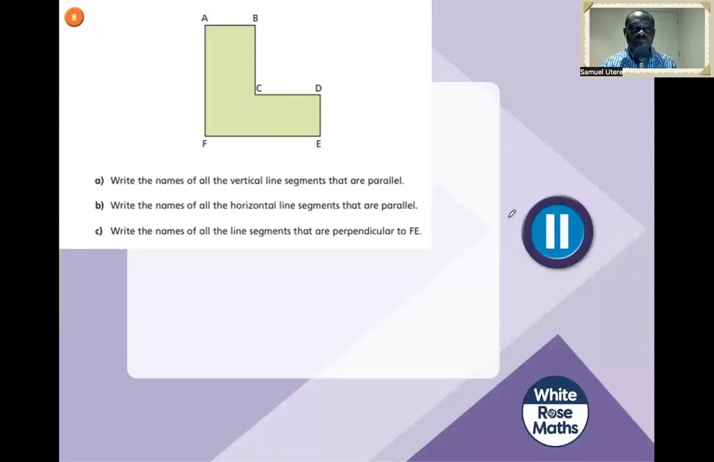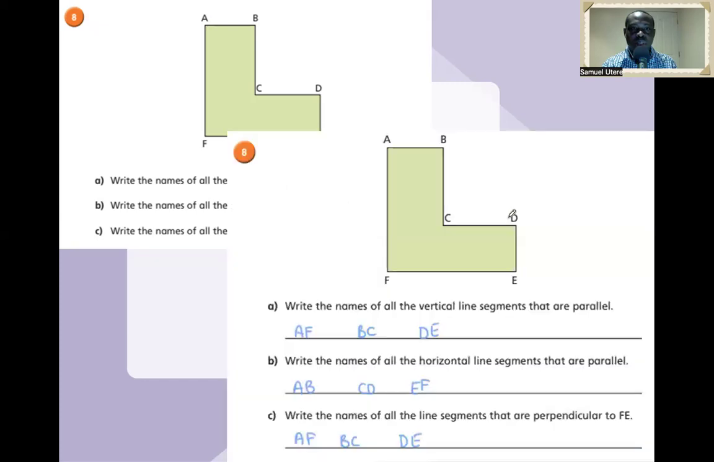Pause the video and answer question 8 in 2 minutes. Assuming you've paused the video and you've answered question 8, here are the answers. So here you're asked to write the names of all the vertical line segments that are parallel. The names are AF, BC, and DE. You can see that they are parallel. Visual inspection tells you they are parallel.